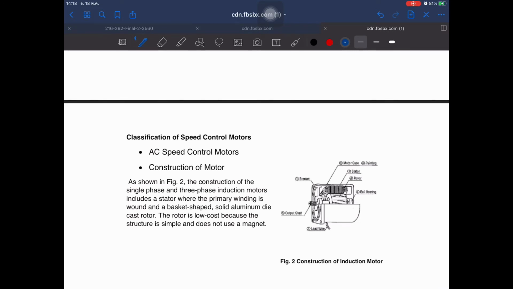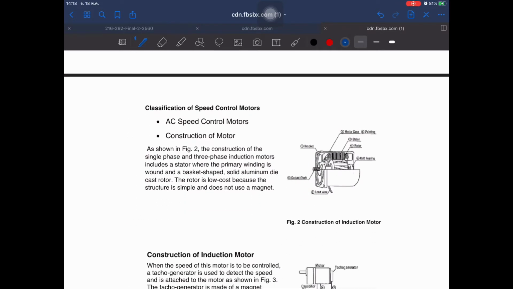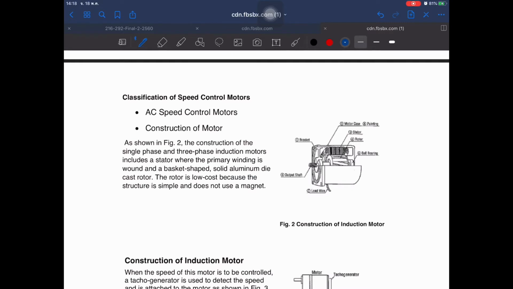Classification of speed controller motor. This one has two functions. This one is AC speed controller motor and construction of motor. And in the picture, there is Fig. 2, the construction of the single phase and three phase.